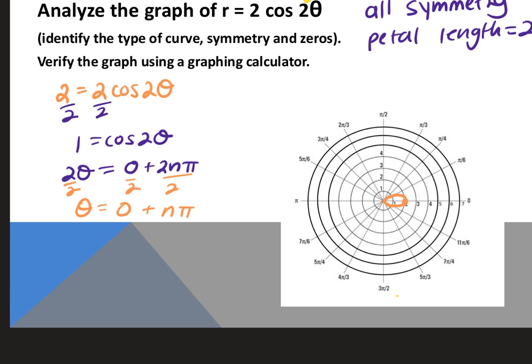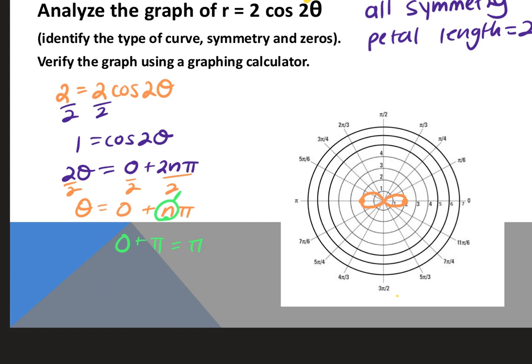You with me so far? Okay, I'm going to find another petal by taking this n and replacing it by 1. So I'm going to take 0 plus pi. And 0 plus pi is pi. That's my second petal. So at pi, I got another petal.